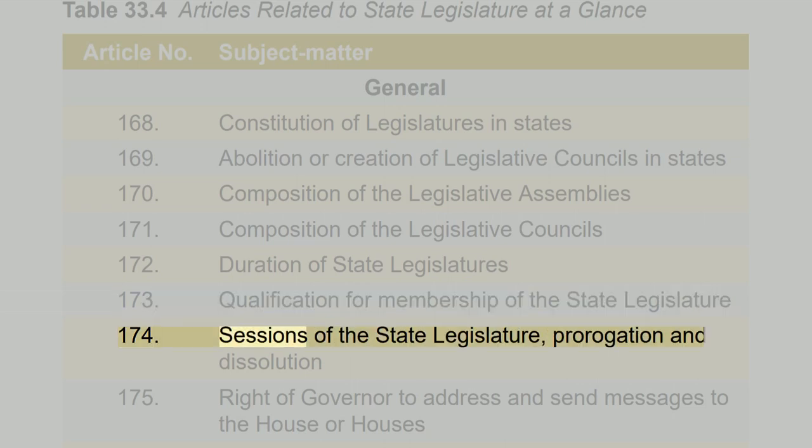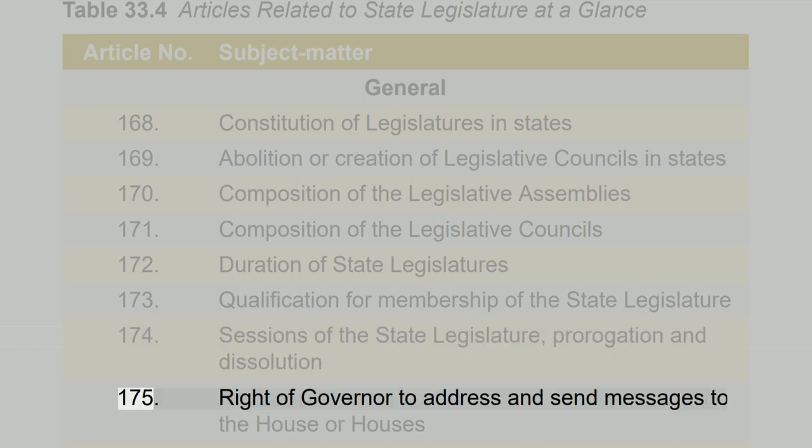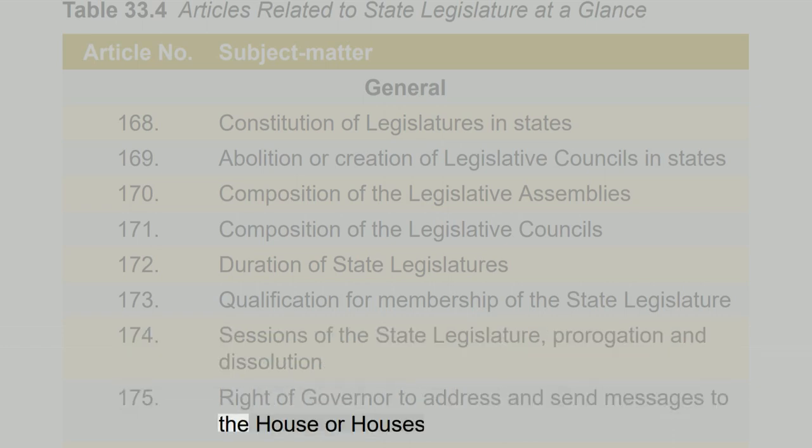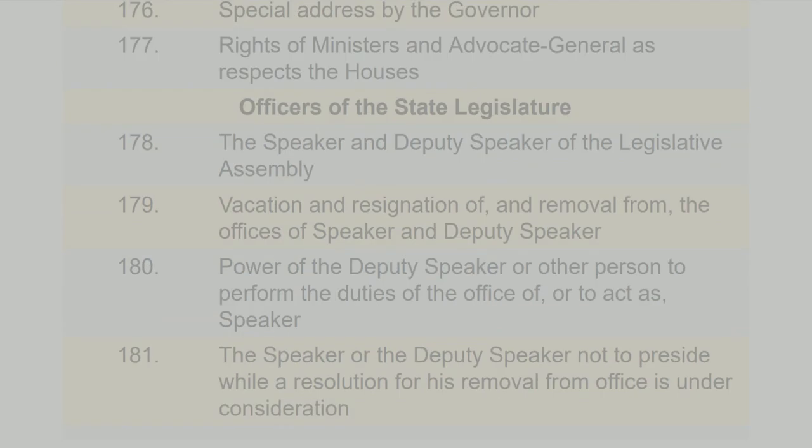174. Sessions of the state legislature, prorogation and dissolution. 175. Right of governor to address and send messages to the House or Houses. 176. Special address by the governor. 177. Rights of ministers and advocate general as respects the Houses. Officers of the state legislature: 178. The Speaker and Deputy Speaker of the Legislative Assembly. 179. Vacation and resignation of, and removal from, the offices of Speaker and Deputy Speaker.